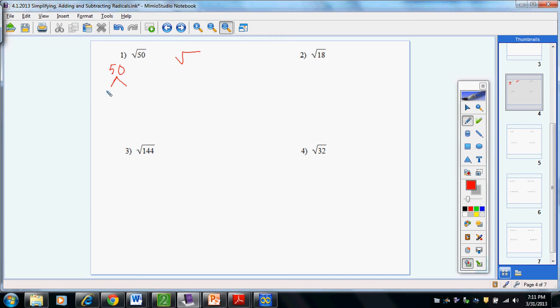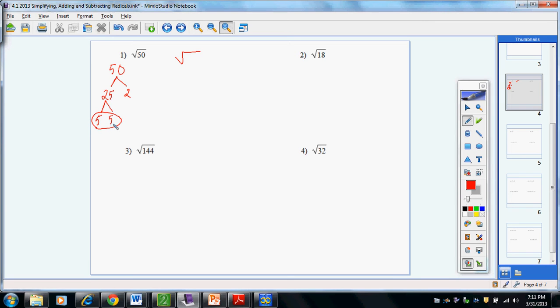So 50, of course, is the same thing as 25 times 2. And then 25 multiplies to 5 times 5. So we see here that we have a pair of 5s. Now again, remember that when we factor this number, this radicand right here, we are factoring it down to the prime numbers. A prime number is one where you cannot multiply any two numbers other than one and itself to get that number.